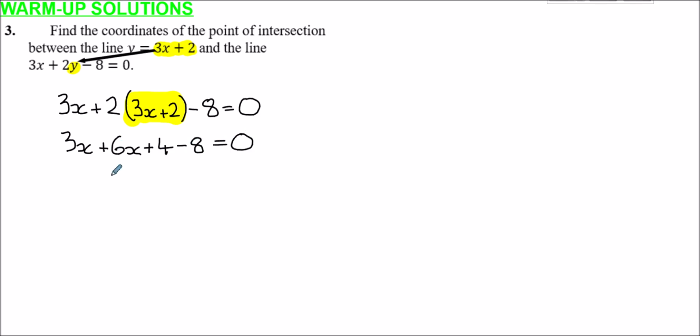3x plus 6x, that gives us 9x. 4 minus 8, that's minus 4. Therefore, we see that x must be 4 over 9.